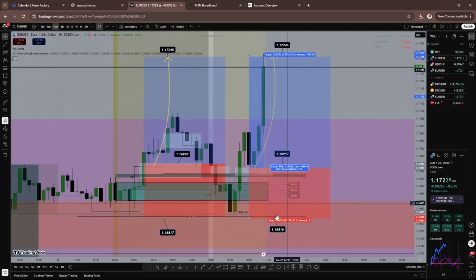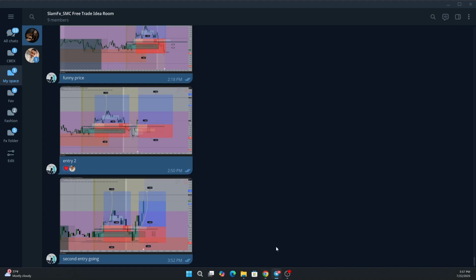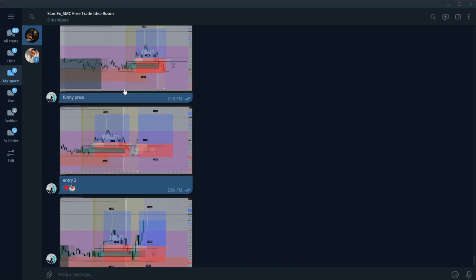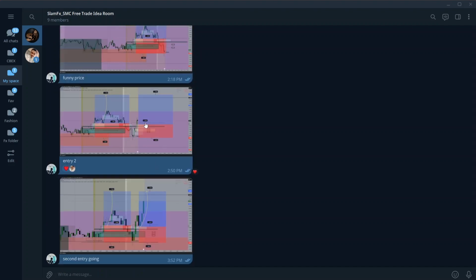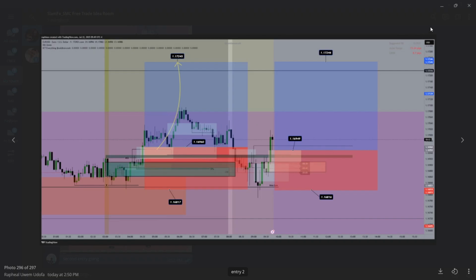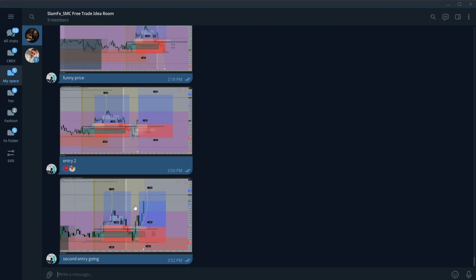And again, I'm also sending this setup to my group. Now you can see the first setup I got. I'm always updating it. This one took me out, and I got another entry, which is this. I sent it to the group. You can see buy limit from this point and all that. So this is how it actually went.